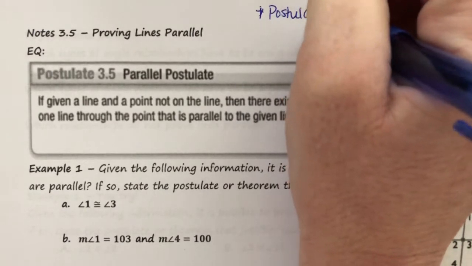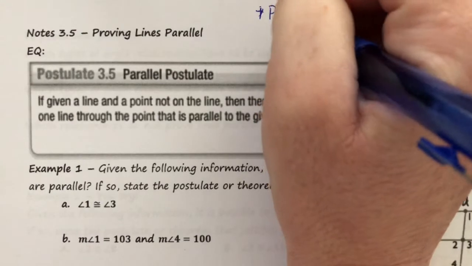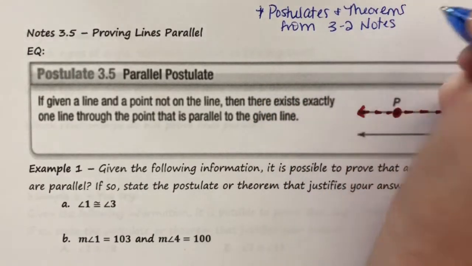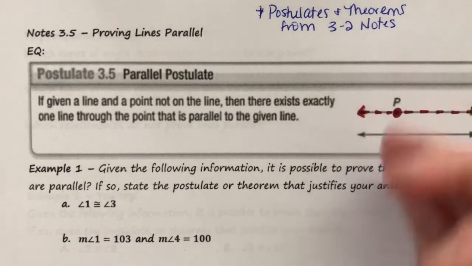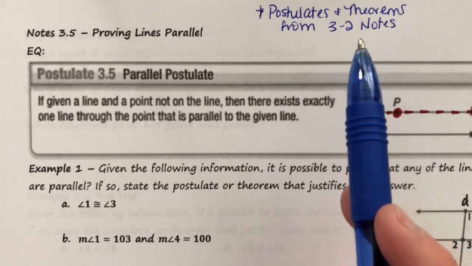Postulates and theorems from the 3-2 notes. You should have this written down somewhere, because it was an assignment like 2 weeks ago where, on the left hand side, it was all the postulates, and on the right hand side it was the converse postulates, and you had to write those down and submit them for a grade. It was along with the angle relationships thing. So that's what we're talking about today.